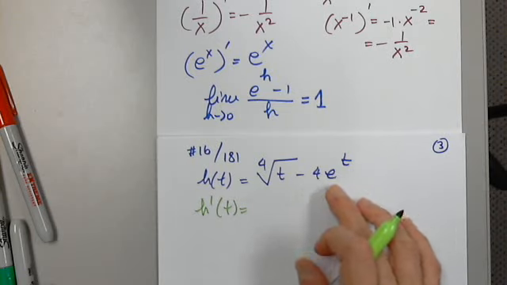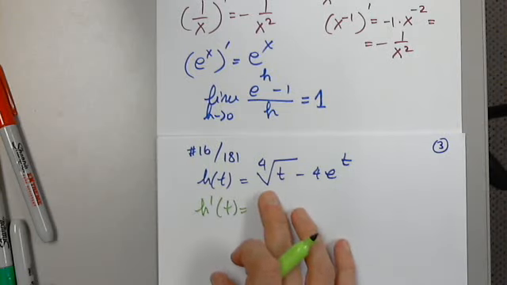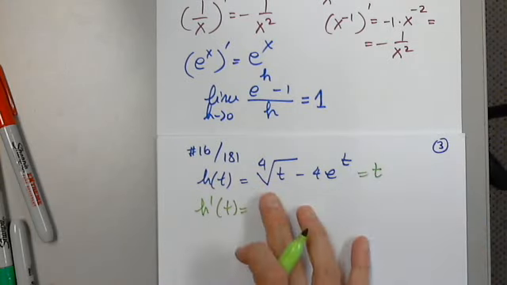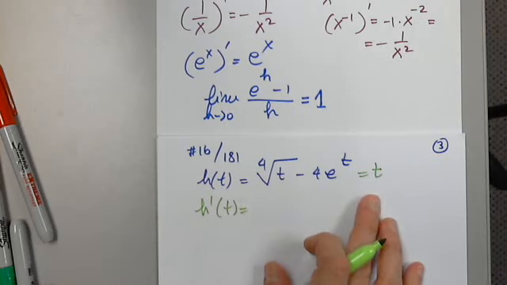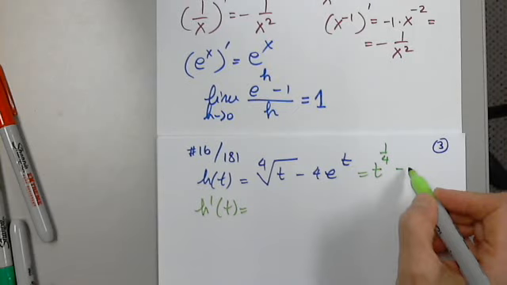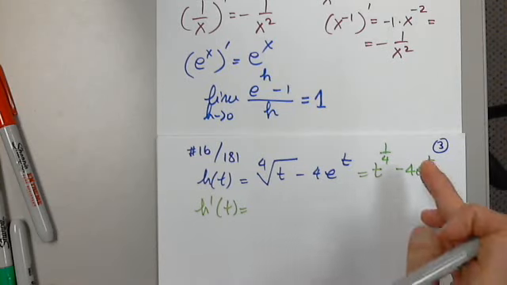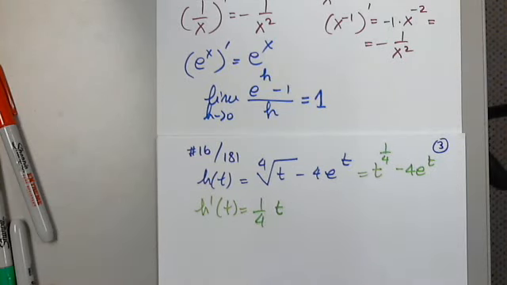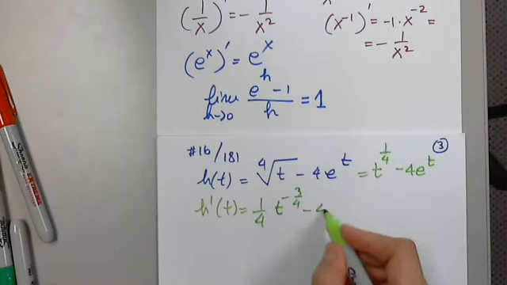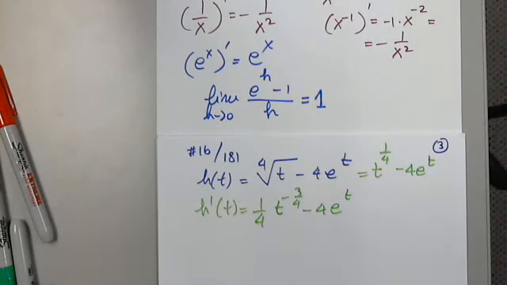There is no problem here, but I really don't like dealing with this unless I change it into a power. So the best thing to do is rewrite the fourth root of t as t raised to which power? 1/4, very good, minus 4e to t. And now it's easier to differentiate. I bring down the power, which is 1/4, multiplied by t, and from 1/4, I subtract 1. So that must be negative 3/4. And the rest is easy, because e to the x prime is e to the x, and the constant is the constant in front.